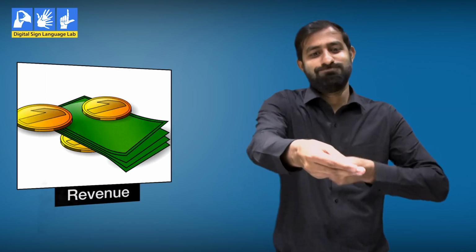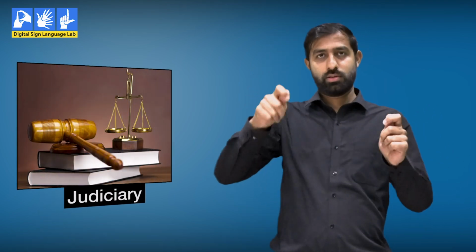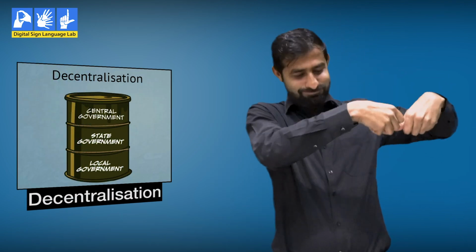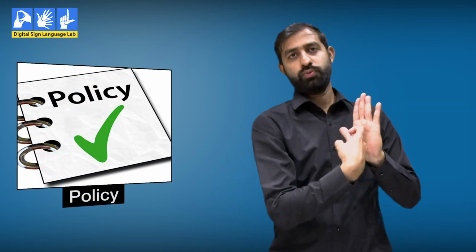Revenue, income or returns. Judiciary, conflict. Parliament, decentralization, division. Levels, 2 or 3 tier. Panchayat, village council. Municipality, city council. Approval, policy.